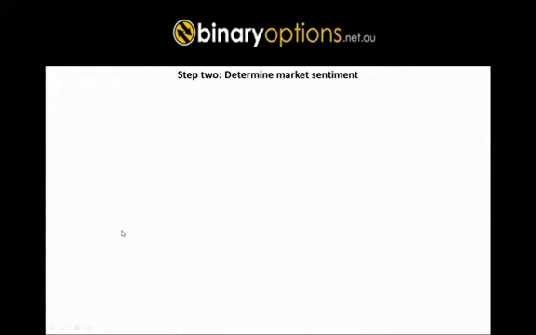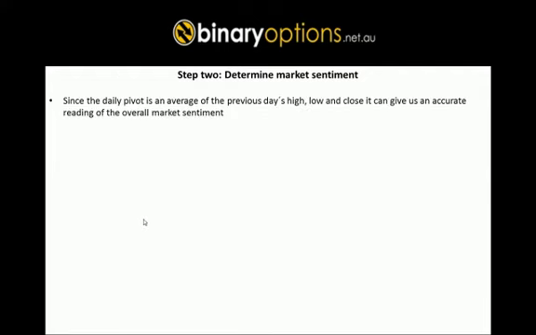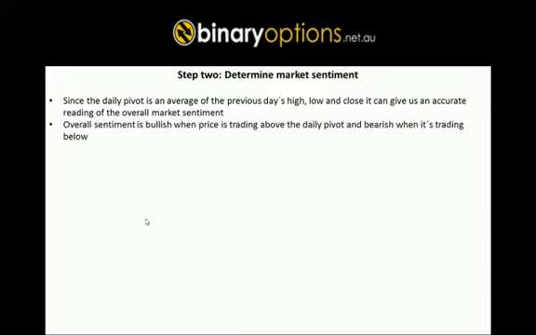So the first thing we're going to do with pivot points is to determine the market sentiment. It's important to determine the market sentiment because we are going to look for bearish setups in a dropping market and for bullish setups in a rising market. And since the daily pivot is an average of the previous day's high, low, and close, it can give us an accurate reading of the overall market sentiment.